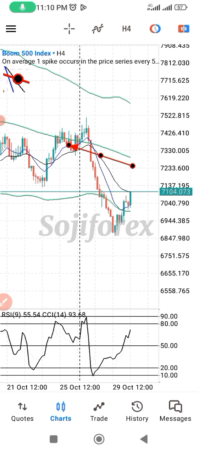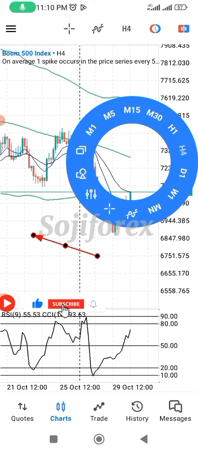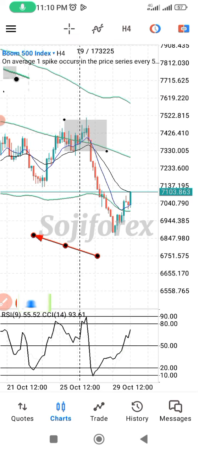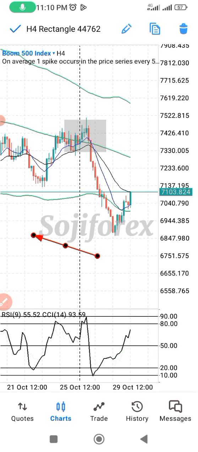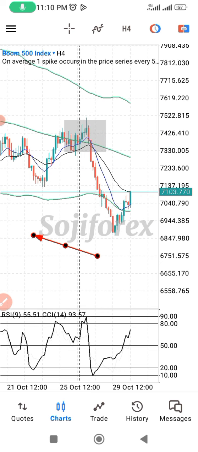So this is for H4. We have established that we are now in a downtrend. From this zone, price pulled back to this point. Now I want to highlight this particular point with this shaded portion. Now that the point is highlighted, I will move to H1.